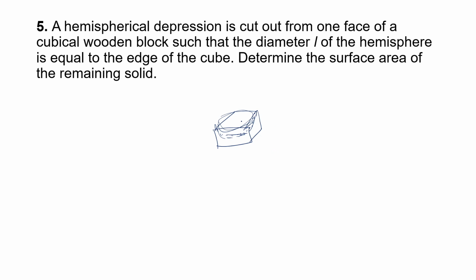Diameter is given as L, one face of the cube, such that the diameter of the hemisphere is equal to the edge. Here also the cube side is L, and the diameter is also L. So determine the surface area, meaning again five sides are there, right? Surface area of the remaining solid.